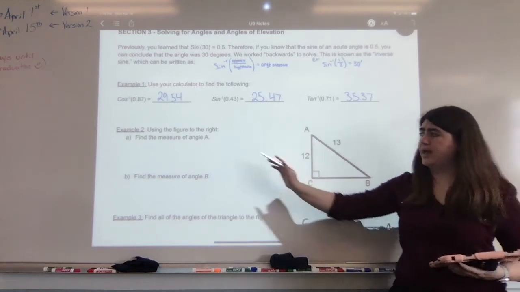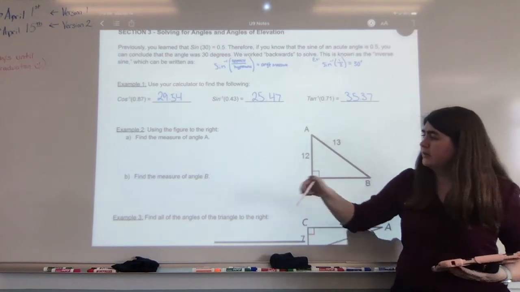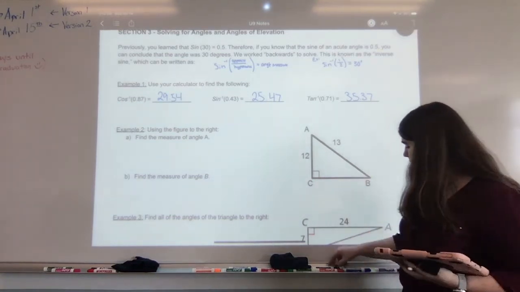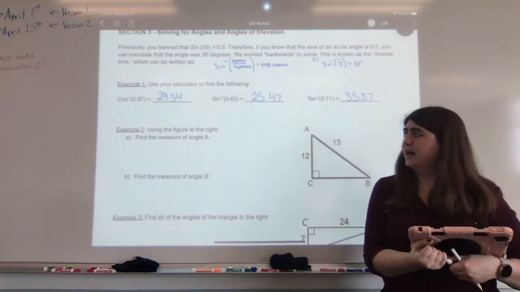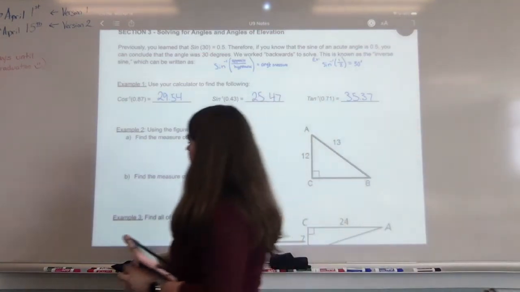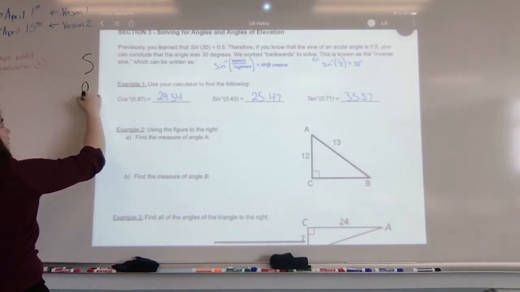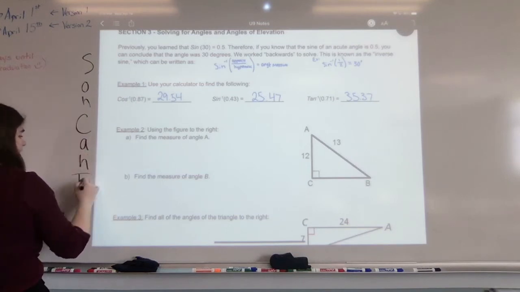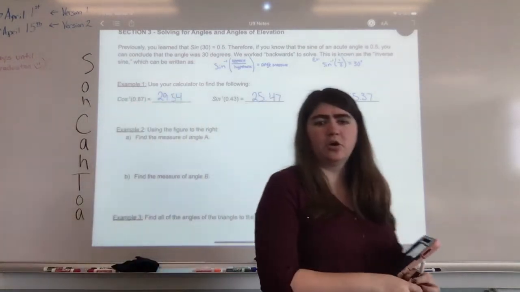So now we're going to go ahead and move to example 2, which says to use the figure to the right to A, find the measure of angle A, and B, find the measure of angle B. And to do this, it's going to help us if we can see our acronym SOHCAHTOA on the side. I'm going to write it on the edge over here. So I have sine is equal to opposite over hypotenuse, cosine is equal to adjacent over hypotenuse, and tangent is equal to opposite over adjacent. There's our acronym, SOHCAHTOA.